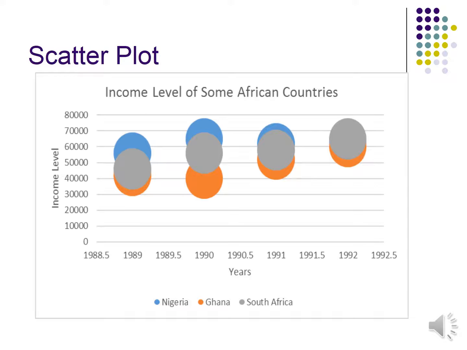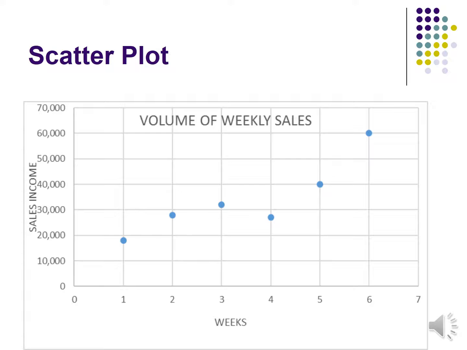It's giving you the key, which is Nigeria, Ghana, and South Africa. And you have it there. So it's easy for you to know how each one of them is positioned in the scatter plot. This again could be done in another way, also a scatter plot, which I will present to you here. For the volume of weekly sales, this is a typical scatter plot that can be used.